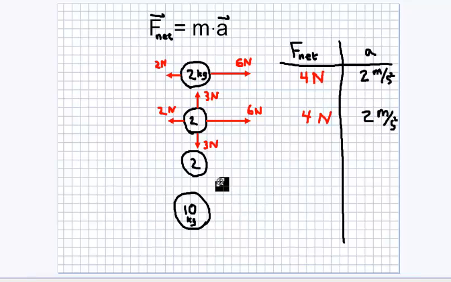Now let's say we have the same 6 to the right, we have the same 2 to the left.